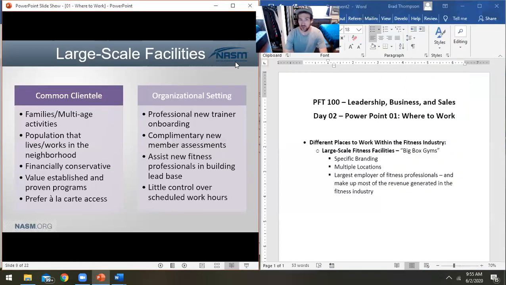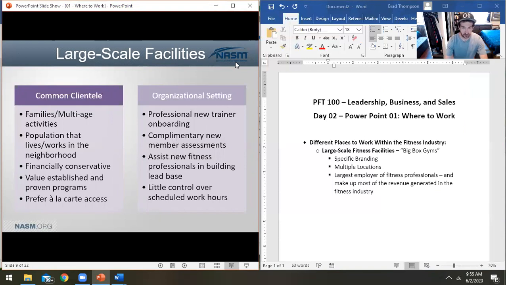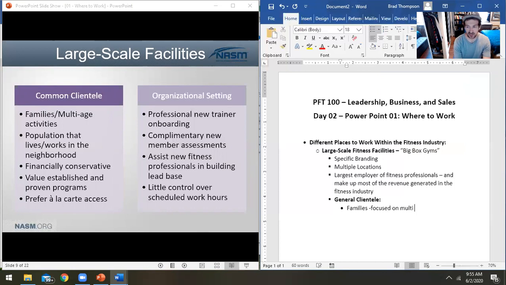So the general clientele we're going to see, if you want to work in a place like this, you need to know who you are marketing to in order to bring in as many people as possible. Usually they are going to be families and focused on multi-age activities. When you're looking at a lot of these gyms, a lot of times they are people who are getting a family membership, a husband and wife that can sign up together with their kids, or maybe they just get a kids club membership.